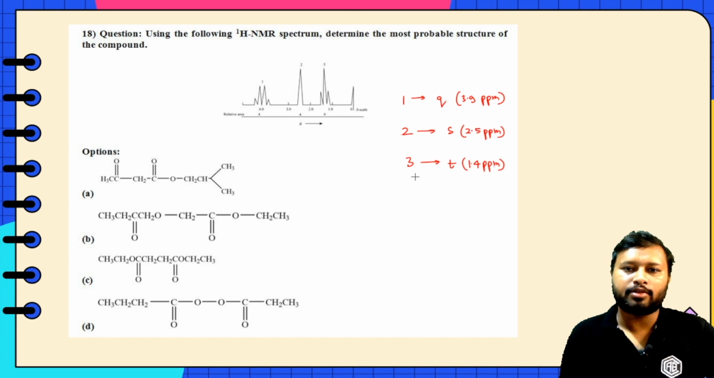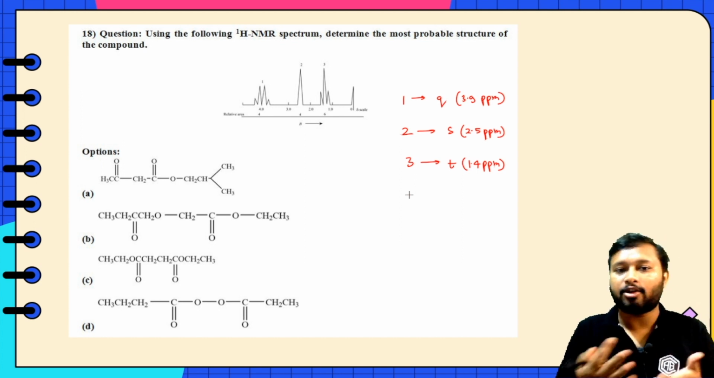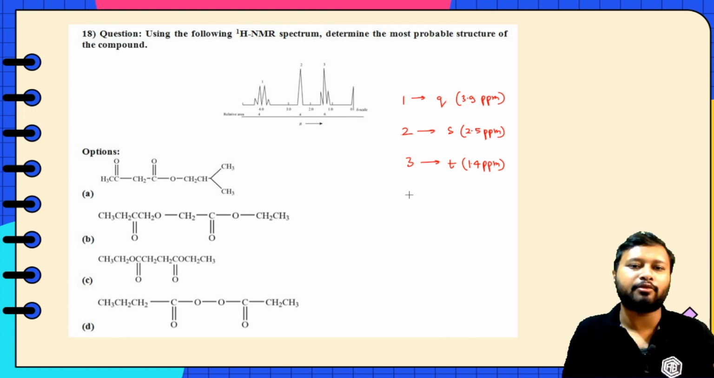To answer this question, just see there are very few signals in the spectrum and the options have so many carbons. That means the molecule has to be highly symmetrical in order to attain it. So with just 3 signals, you have to look at which option is going to give you 3 signals. Let's look at option number A. How many signals are you going to get?